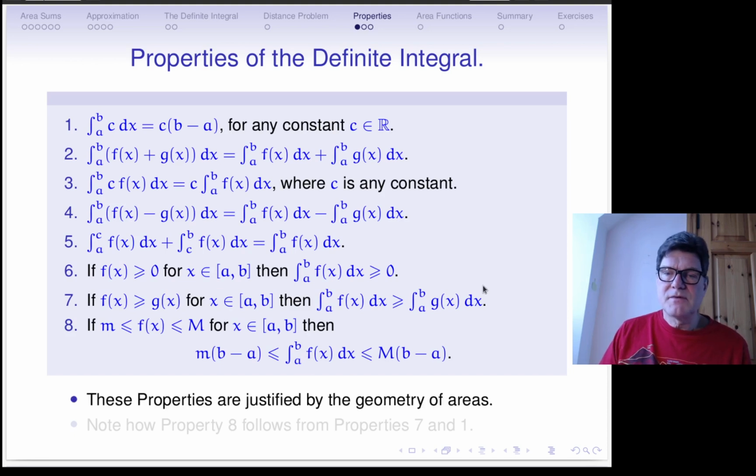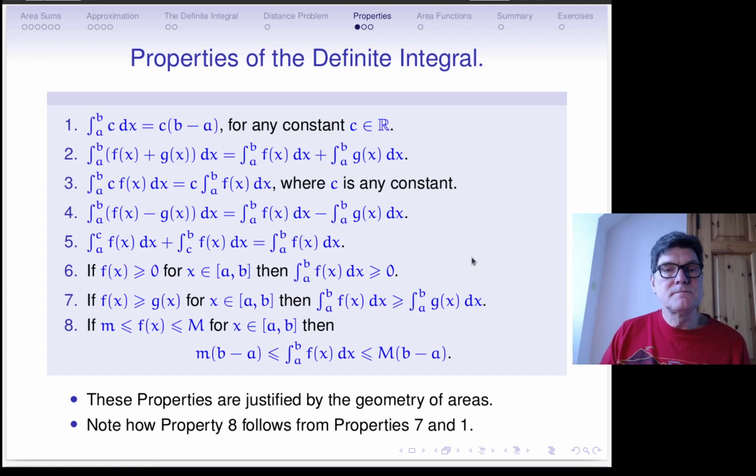These properties can be justified one by one through the underlying geometry. If you want to take the time, go through them one by one, do a little sketch of the situation and see how the geometry justifies each formula individually. Property number 8 can be justified in a mathematical way by combining properties 7 and 1, if you want to try that.